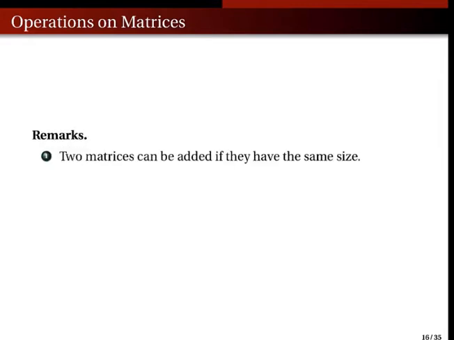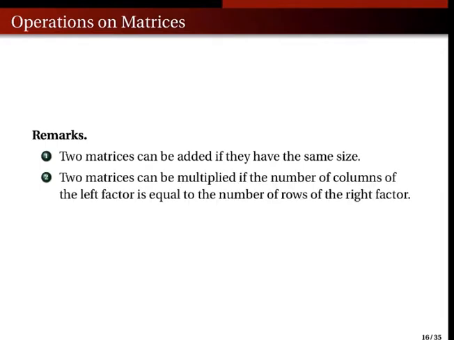So some more remarks here. Two matrices can be added if they have the same size. So again, just emphasis on this. Two matrices can be multiplied if the number of columns of the left factor is equal to the number of rows of the right factor. Okay?